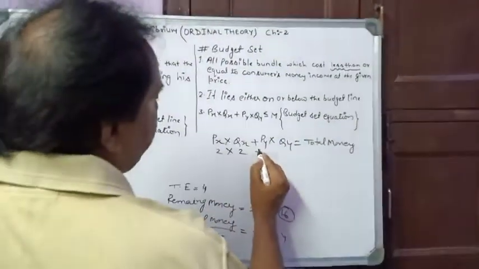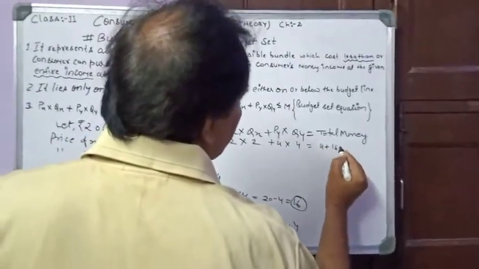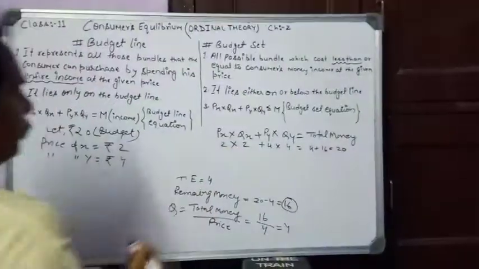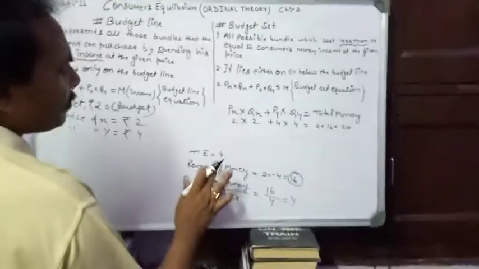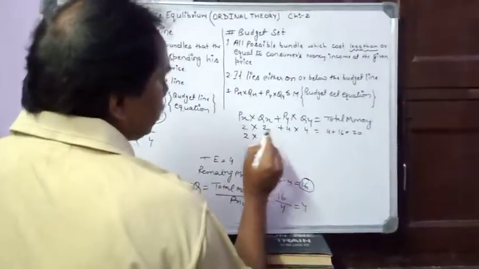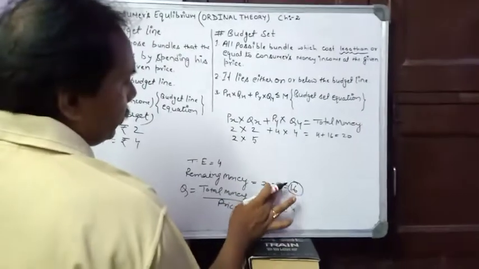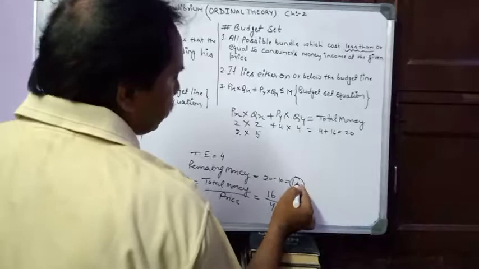So here price is 4 into 4 is equal to 4 plus 16 is equal to 20. Now he wants to buy, suppose, 5 units. So 2 into 5 is equal to 10. So remaining money is 20 minus 10 is equal to 10 rupees.